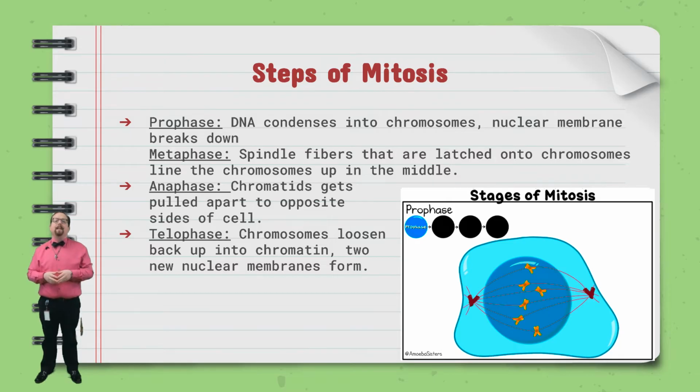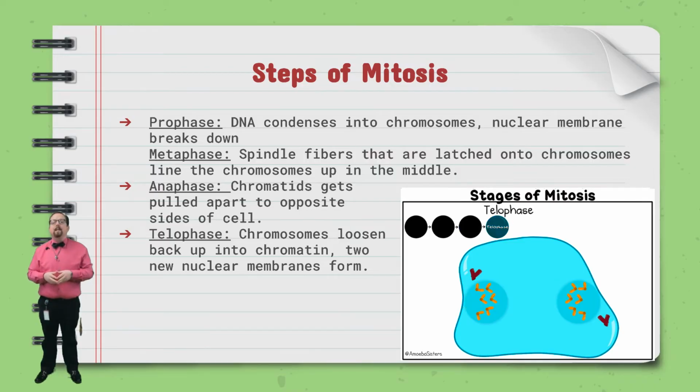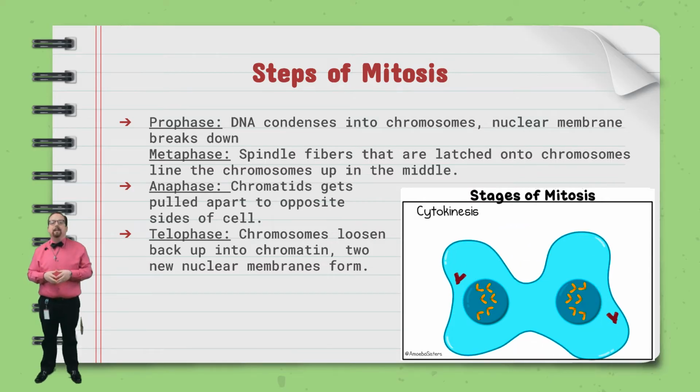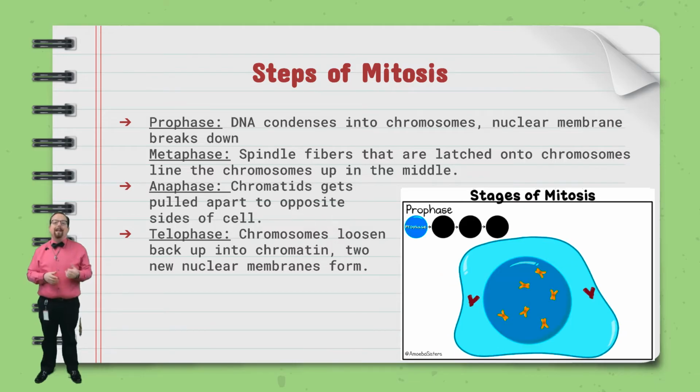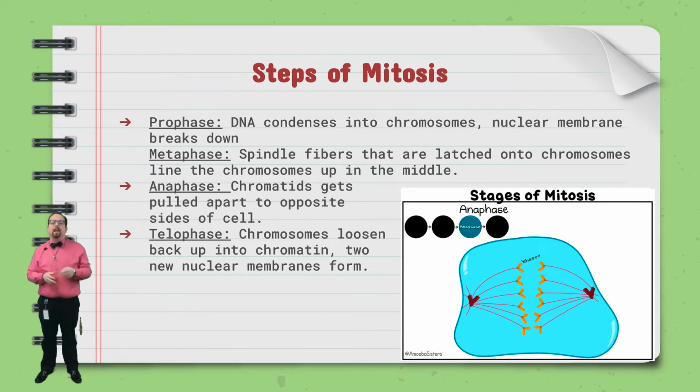Lastly, during telophase, the DNA loosens back up into chromatin, and the nuclear membranes reform. You can think of telophase as basically the opposite of prophase. After mitosis is finally through, cytokinesis allows the cell to split itself apart so that one nucleus is in one daughter cell and the other nucleus is in the other daughter cell. This is how we get 2 new cells that are exactly identical to each other.